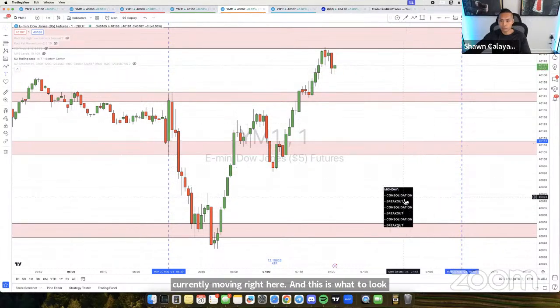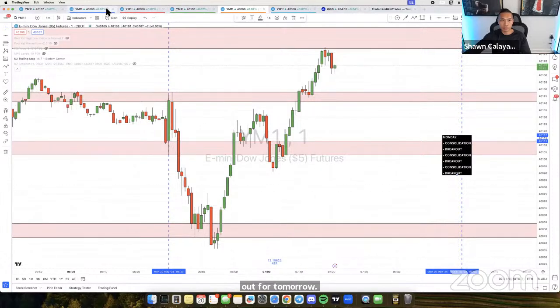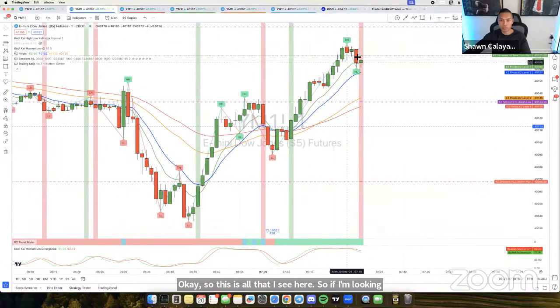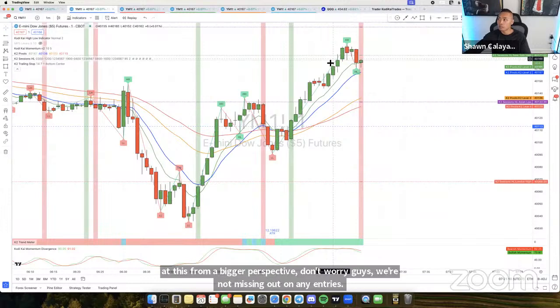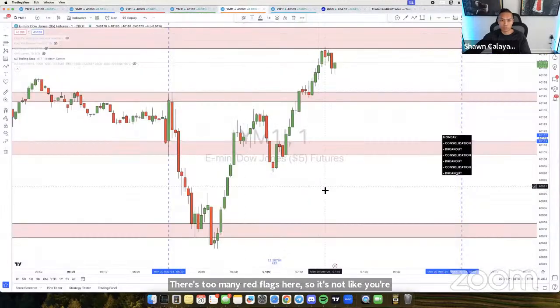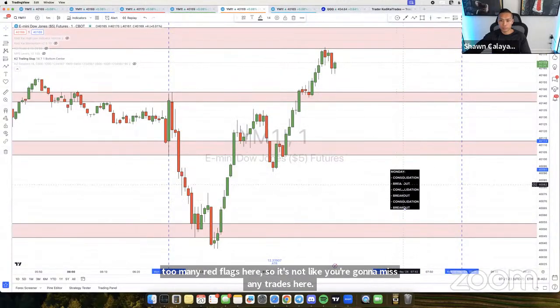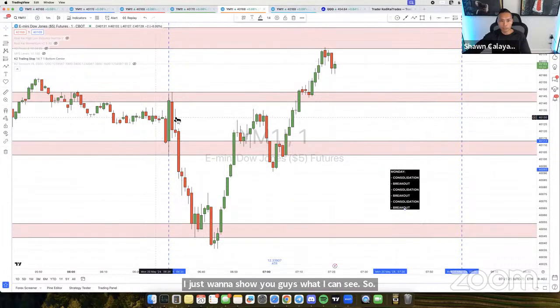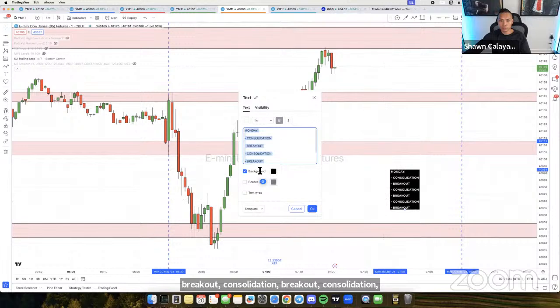Okay, so this is all that I see here. If I'm looking at this from a bigger perspective, and don't worry, guys, we're not missing out on any entries. There are too many red flags here, so we're not going to miss any trades. I just want to show you what I can see. Right here on open, we had consolidation, breakout, consolidation, breakout, consolidation, breakout, consolidation, right? So that's what to look out for. There's not really much of a rally. It's just a breakout and then it goes back into consolidation.